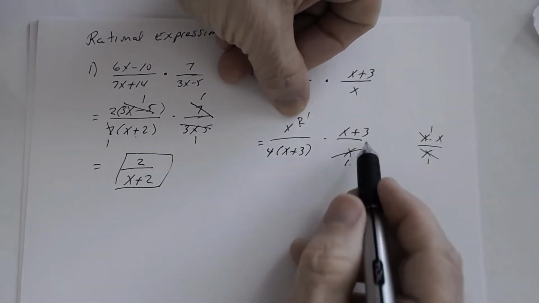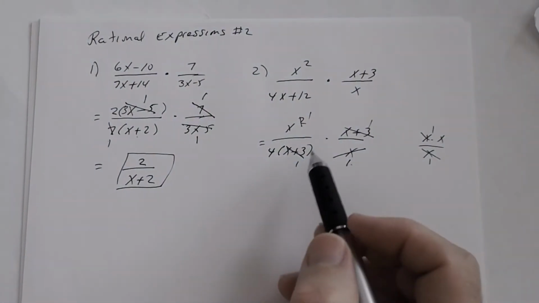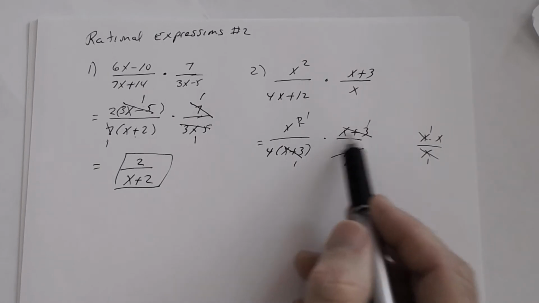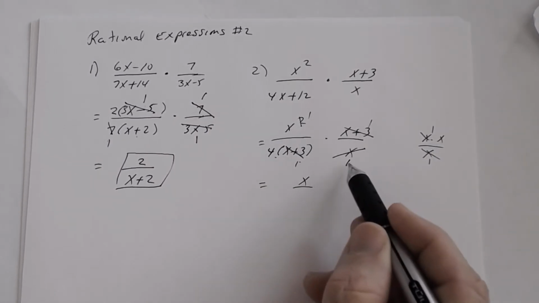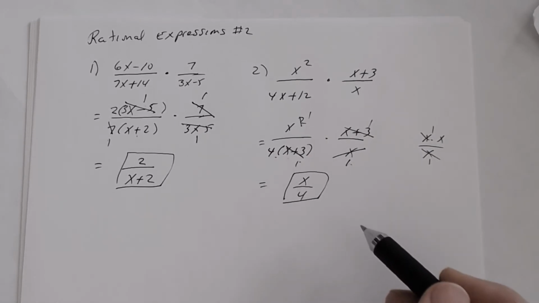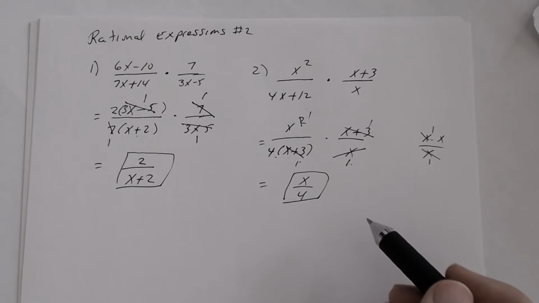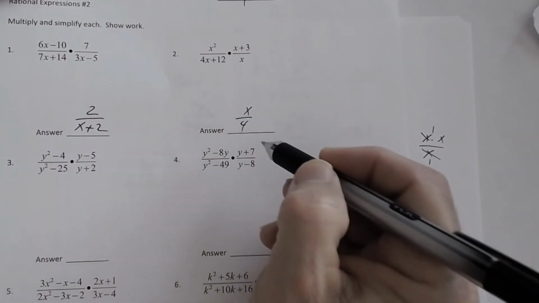Okay? And then the x plus 3's will divide out, and so all you have left now is x times 1 is x. 4 times 1 times 1 is 4. So x divided by 4 is the answer to number 2. So x divided by 4.